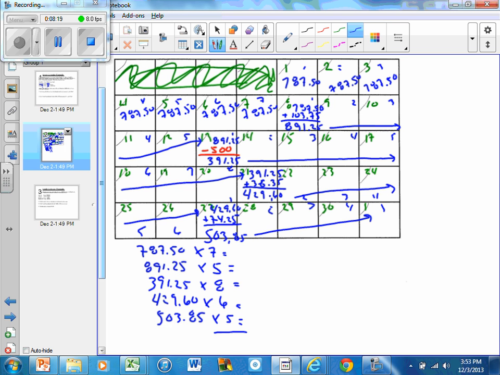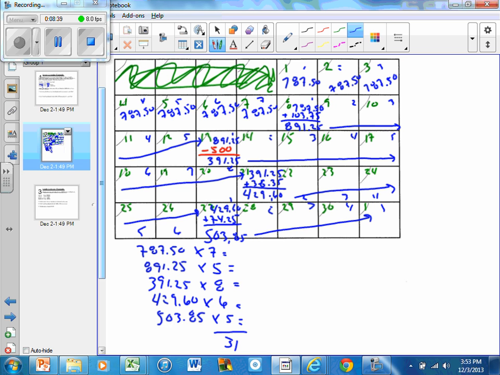So 7 plus 5 is 12, plus 8 is 20, plus 6 is 26, plus 5 is 31 days in our billing cycle, which is perfect because that's what it told us back on the first page, that we had 31 days in our billing cycle. So now we're going to go add up and multiply and then add these numbers.